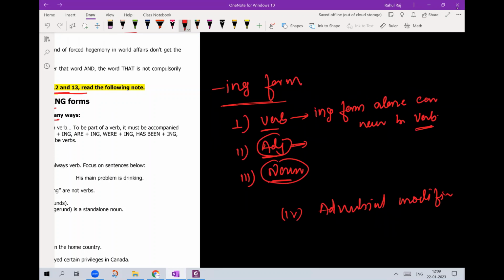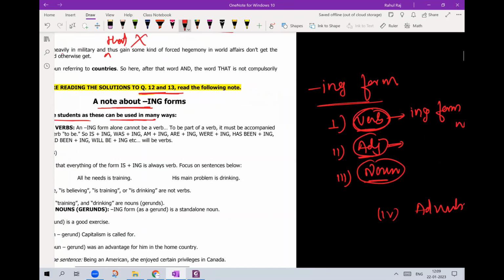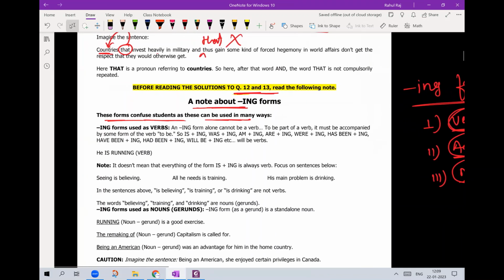Now let's come to the perspective of the question. Please understand, the ing form alone can never be a verb. However tempting it looks to you, that doesn't matter at all. It will not be a verb. Simple logic. Rahul, what do you mean exactly by this? I'll come down to this point and explain it to you with the examples completely. Let me come down to the examples and only then you will understand.